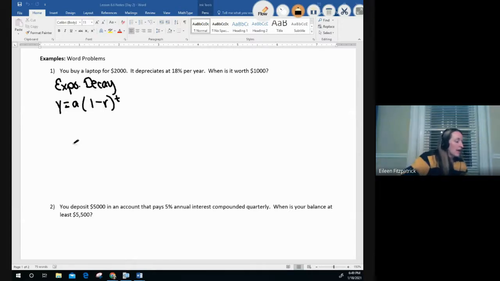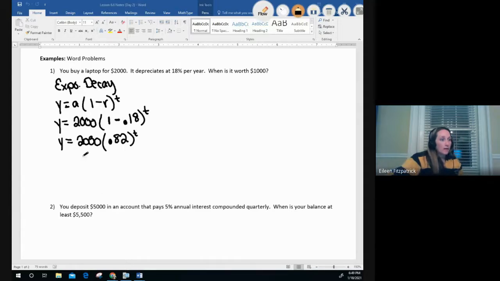All right. A is your initial amount, right? So y equals the laptop originally cost $2,000. Your R value, 18%, but change that to 0.18, raised to the t. All right, and I can simplify 1 minus 0.18, so it's y equals 2,000, and then I'm going to have 0.82 raised to the t. Now, that's my function.